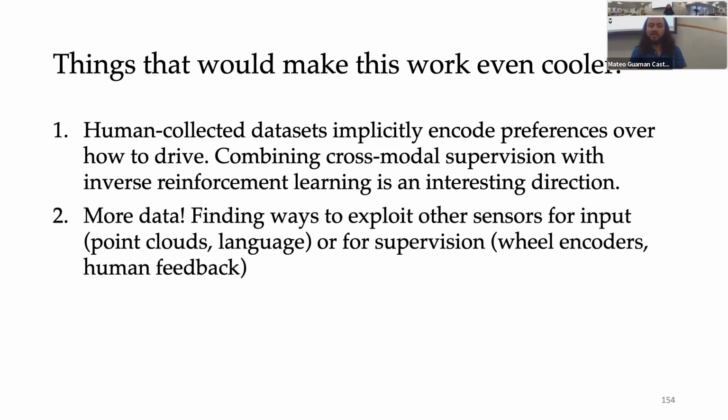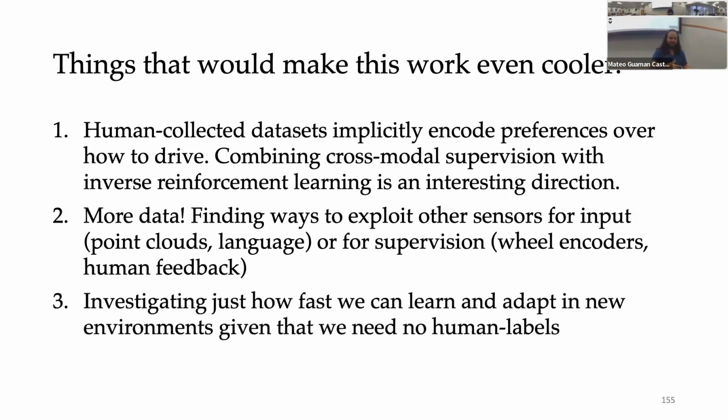The other one is that more data is always great. So finding ways to exploit other sensors for input, such as point clouds or language, are interesting directions, but you can also use these for supervision. For example, we have wheel encoders on a robot, and if we wanted to have a similar formulation, not for bumpiness, but say for slip, one thing you could do is use the wheel encoders as well as your velocity to try to predict what areas of the terrain will lead to you slipping around. This is important when you drive over snow or mud. And the other source of feedback you could have is something like human feedback.